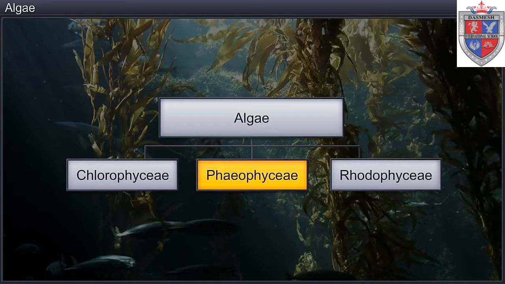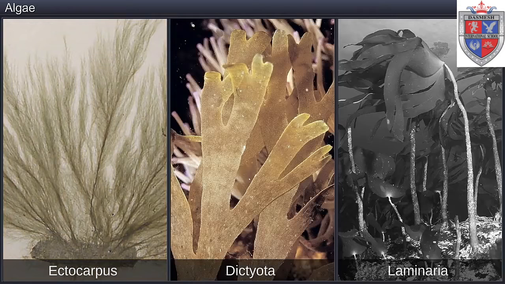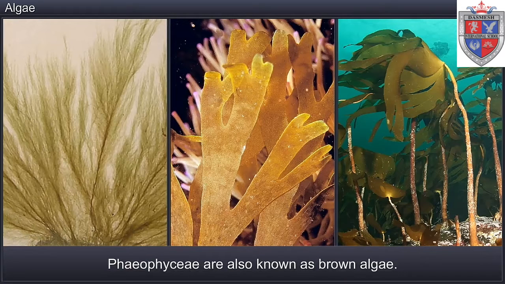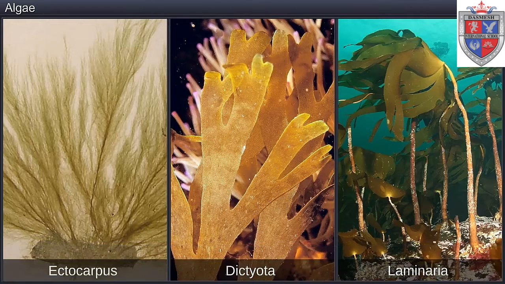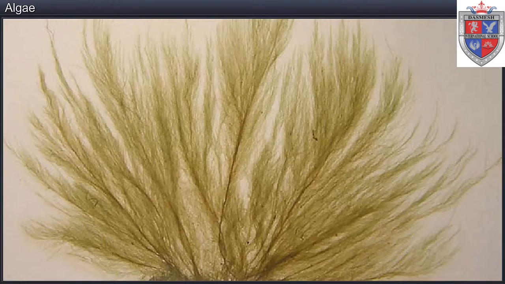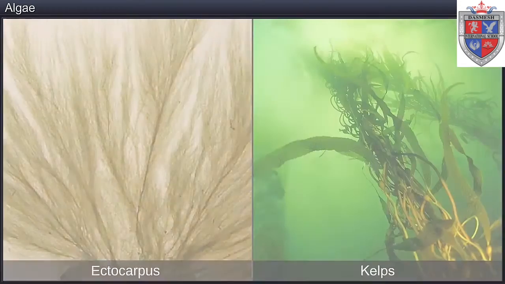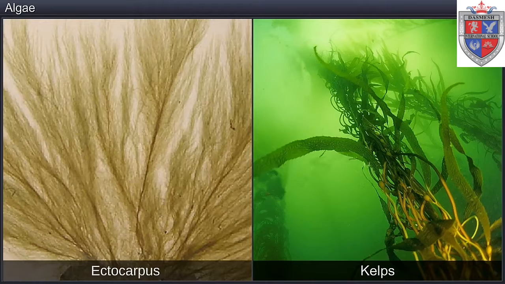Phaeophyceae is another class of algae, and Ectocarpus, Dictyota, Laminaria are some of its members. These species, commonly termed as brown algae, are mostly found in brackish or salt water. They display a wide variety in form and size. For instance, Ectocarpus displays a filamentous form, whereas kelps are profusely branched and can measure 100 meters in height.